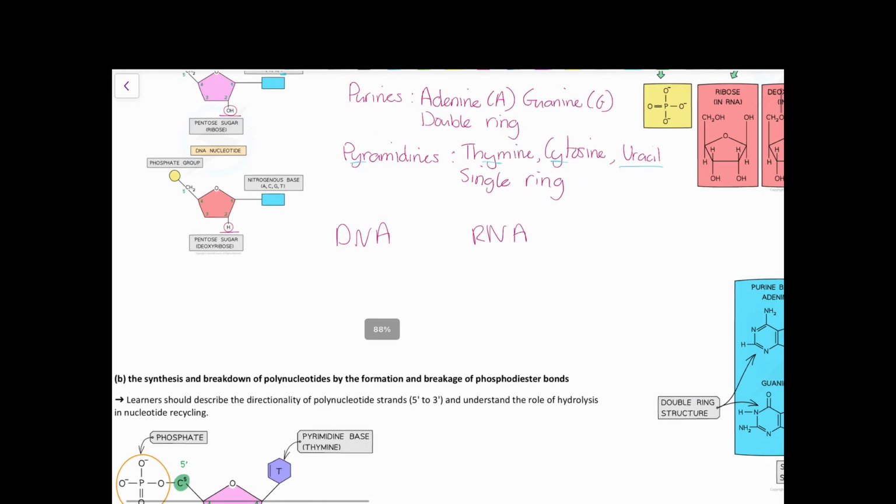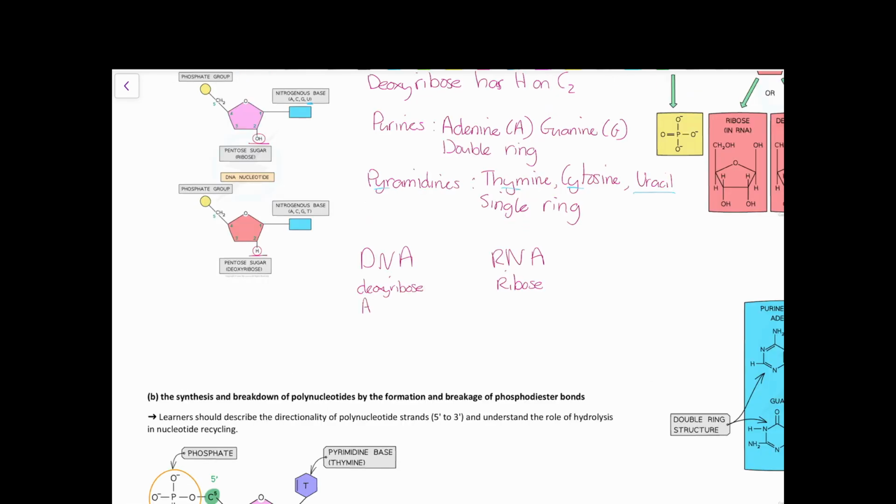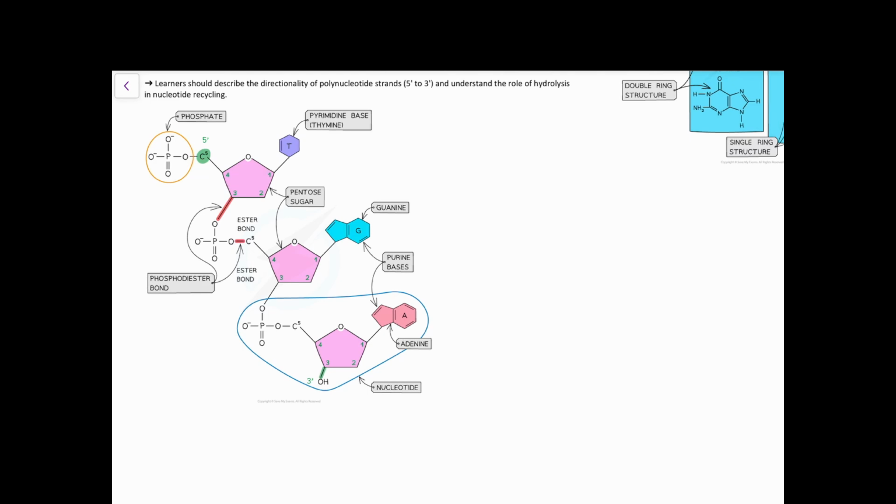Comparing DNA and RNA, so this is just thinking about their nucleotides. DNA contains deoxyribose, whereas RNA contains ribose, and DNA will contain the nitrogen-containing bases A, C, G, and T, so adenine, cytosine, guanine, thymine, whereas for RNA it will be A, C, G, and U.